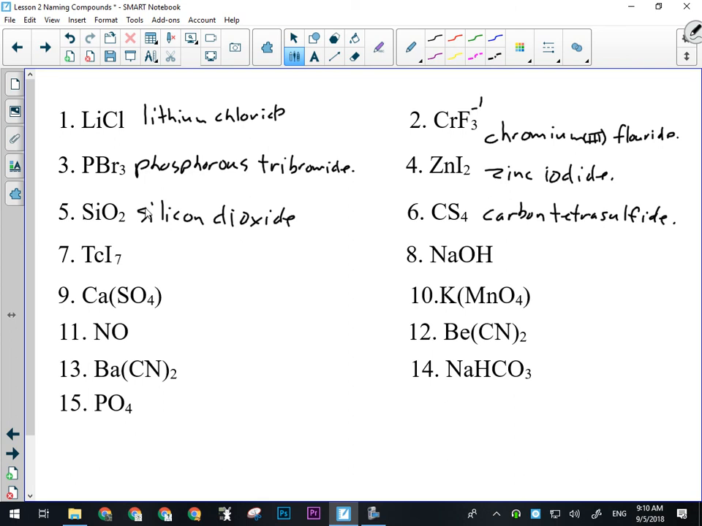Okay, and for number 7, ionic or molecular? It's ionic. Technetium is a metal. It does not exist in nature, actually. It is man-made, which is why it appears different on most periodic tables. Okay, Tc is number 43. You can see here that on my periodic table, it's a hollow outline. Okay, that means synthesized. All right, so this will be technetium iodide. Okay, again, the 7 doesn't matter. It just happens that technetium has a 7+ charge.